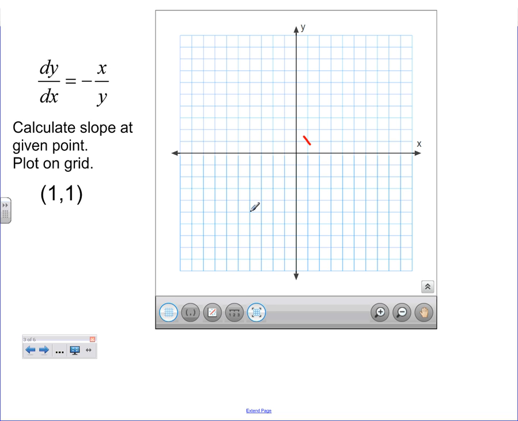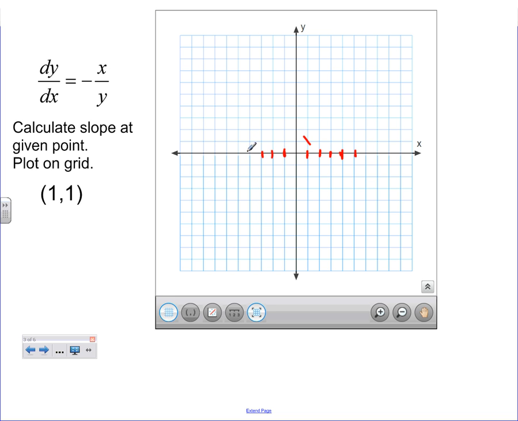What I would suggest you do on your paper is, we'll do one more together, and then you go. If I do (1, 0), when x is 1 and y is 0, I get 1 over 0, so I end up with what we're going to consider a vertical line. If I do (negative 1, 0), over here, I'm going to get a vertical line. You might realize quickly that every point on the x-axis is going to give me a vertical little line.